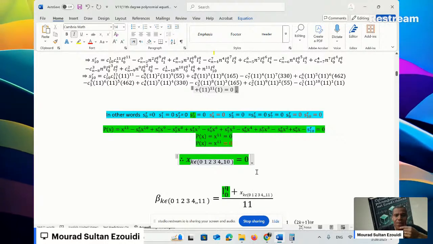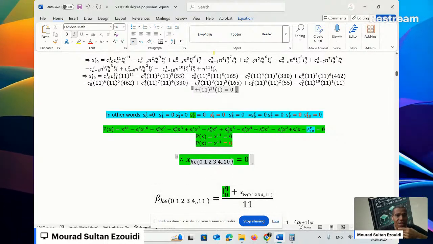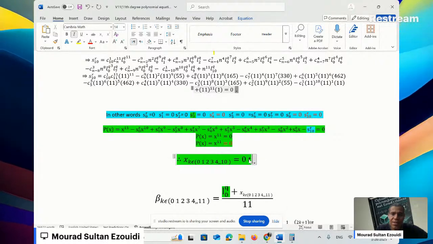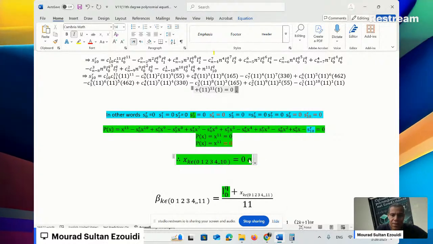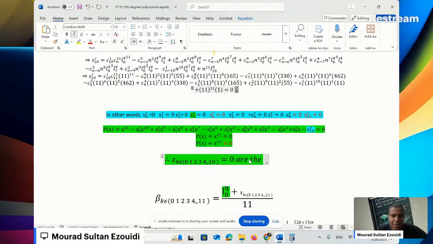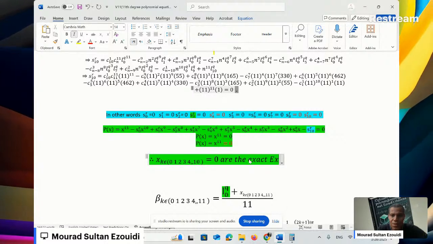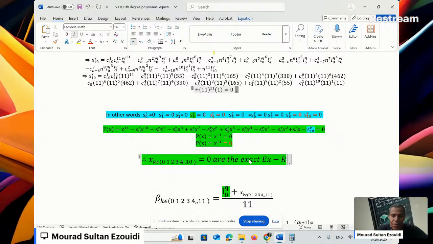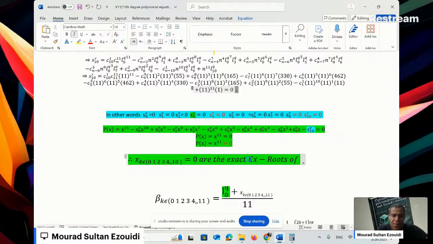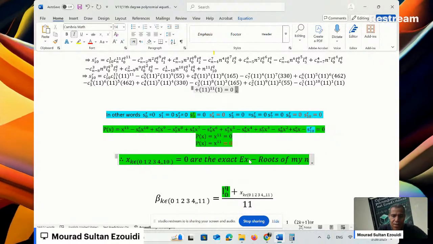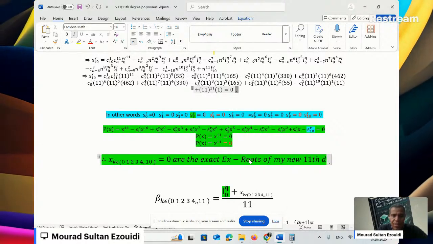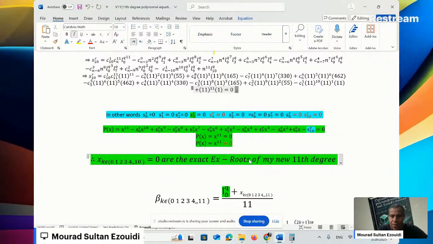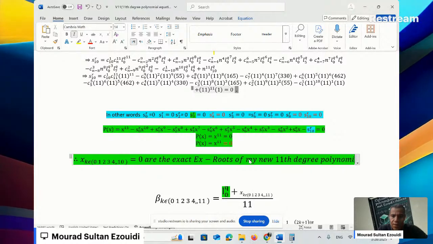are equal to 0. Therefore, these are the exact x roots of my new 11th degree polynomial equation.